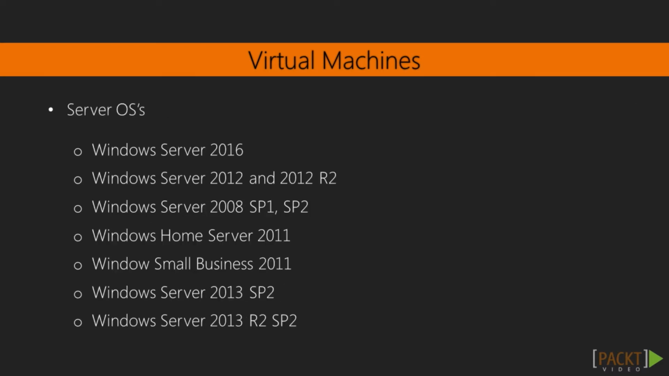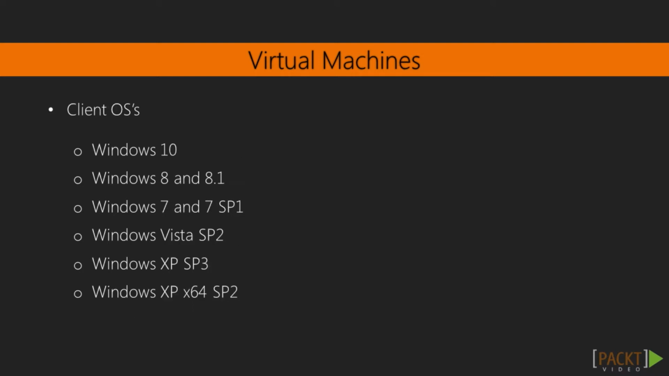Virtual machines can be built to run servers, and the following Microsoft Server operating systems are supported as VMs in Hyper-V: Windows Server 2016, Windows Server 2012 and 2012 R2, Windows Server 2008 Service Pack 1 and 2, Windows Home Server 2011, Windows Small Business 2011, Windows Server 2013, Service Pack 2, and R2 Service Pack 2.